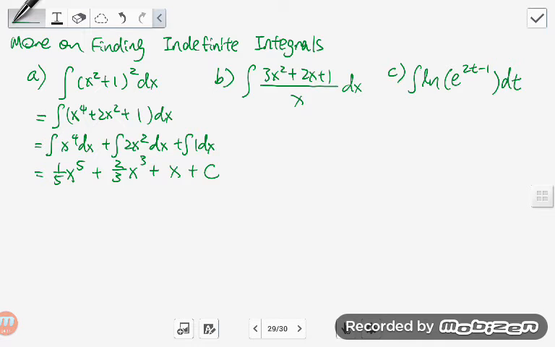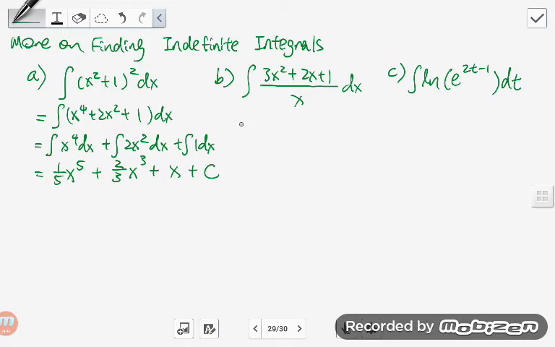Later on, we are going to use a method called substitution, which is kind of like an inverse chain rule, right? But for now, in this video, let's just simplify the expression so that we can find the indefinite integral more easily. All right.